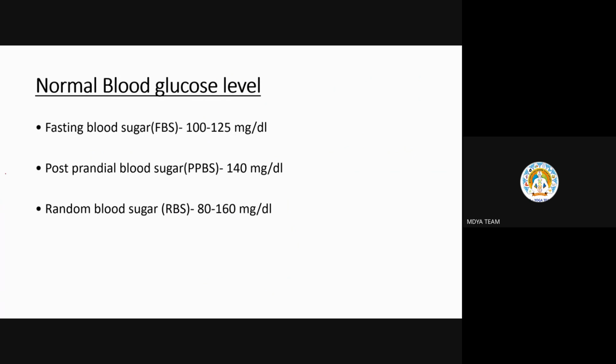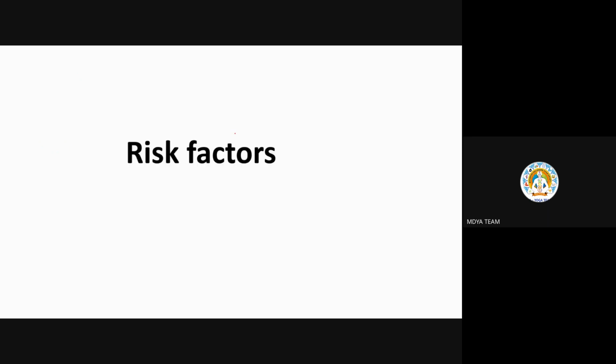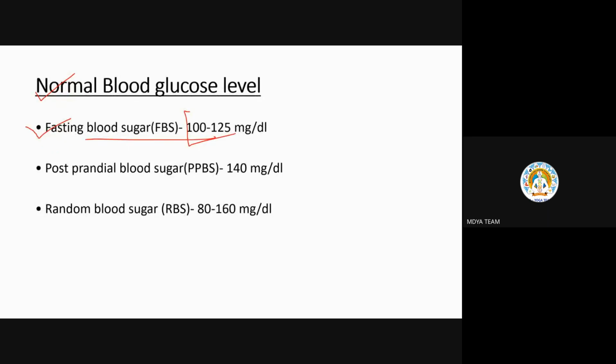Okay. Now, for these tests, as we go for checkups of the glucose levels, normal blood glucose for fasting blood sugar, when we have not eaten anything, at that time when we take blood sugar, that should be between 100 to 125 mg/dL.